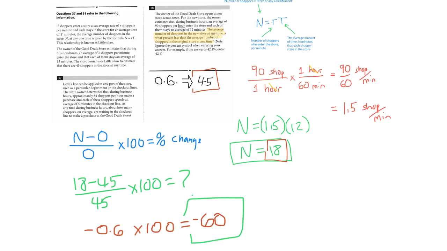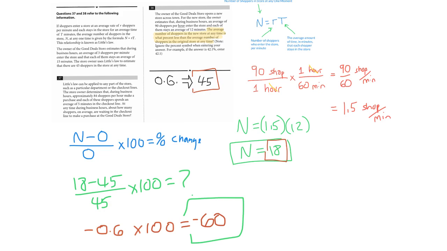Okay? So this is a great formula to use if you want to find the percent change between a new amount and an old amount. New amount minus old amount, all over the old amount, times 100 gives you the percent change. If it's positive, it's a percent increase. If it's a negative number, it's a percent decrease. In this case, we have a 60% decrease.